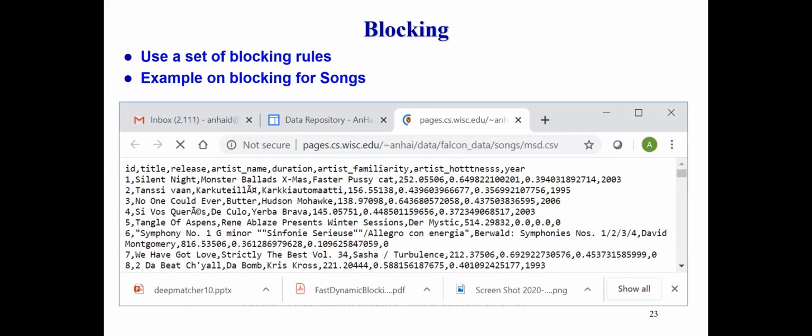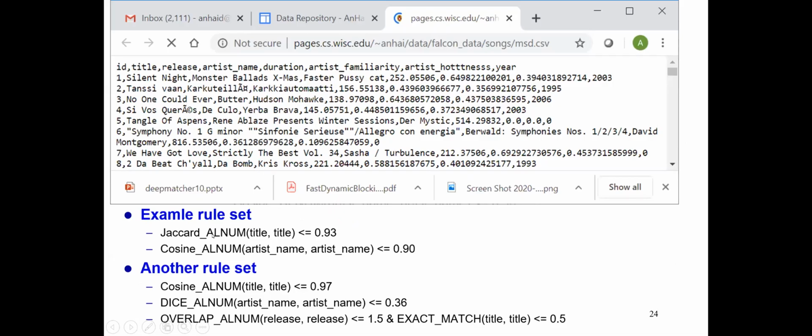Now, let's see how blocking happens in CloudMatcher. If you look at this table right here, it has ID, title, release, artist name, duration, things like that. So this is basically a table of songs. Blocking in CloudMatcher will use a set of rules on this. An example of a rule could be something like Jaccard on alphanumeric title less than some threshold. This rule basically says that if two titles are not very similar, Jaccard-wise, then drop the tuple pair. Don't even consider it.